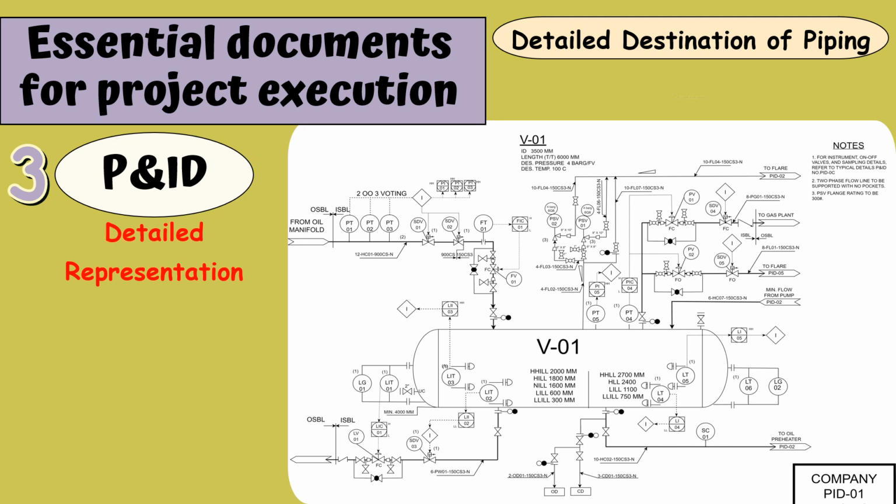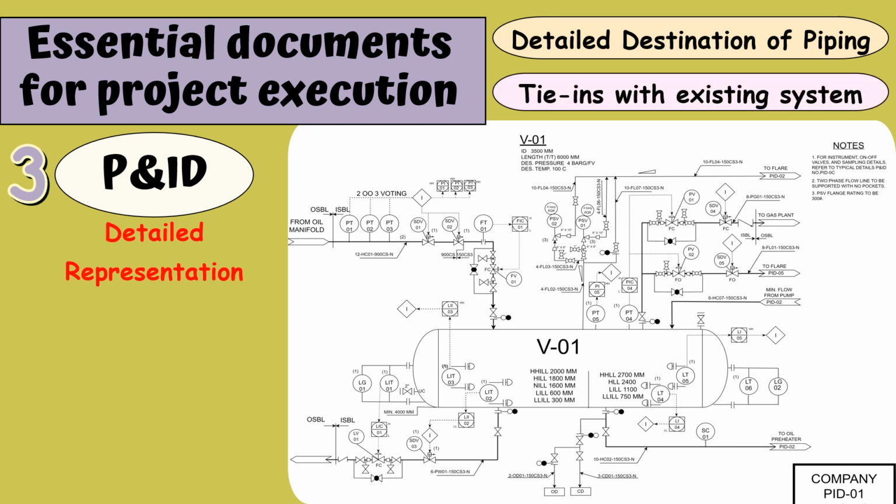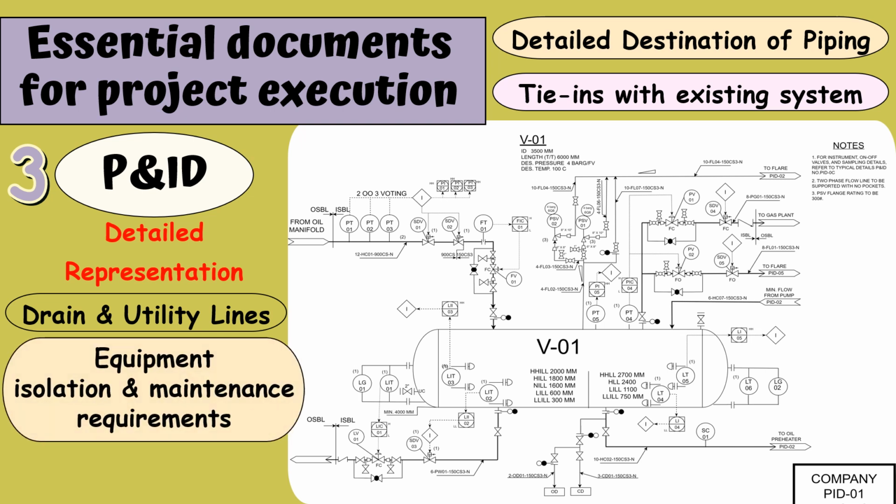of piping, and tie-ins with existing systems, all drain and utility lines, equipment isolation and maintenance requirements, plant protection through interlocks. So as we see, the P&ID shows most of the details in a project.